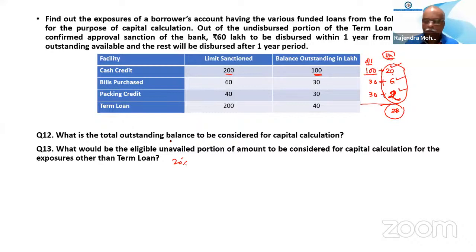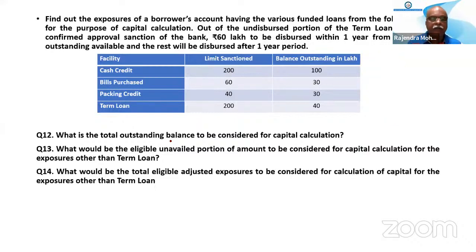Okay. Now, next question. What would be the total eligible adjusted exposure to be considered for calculation of capital other than term loan? So simple thing again. We have calculated both the things. So 28 is the unavailed portion and the availed portion is how much? 160 up to this. So 160 plus 28 equals 188, sir. So the 160 is the outstanding plus 28 is the unavailed portion. So total comes to 188. Clear?